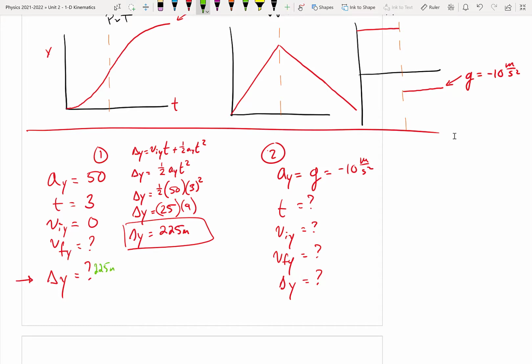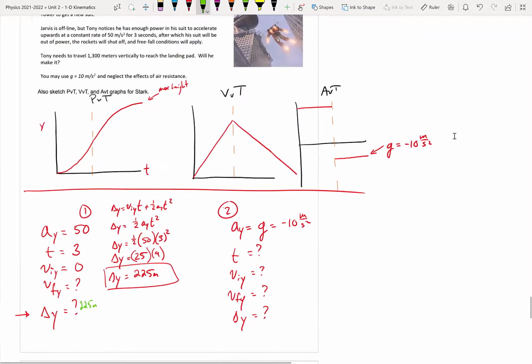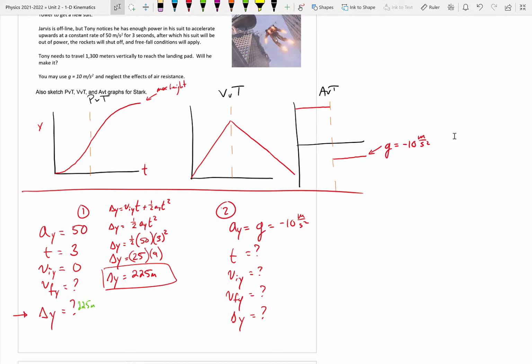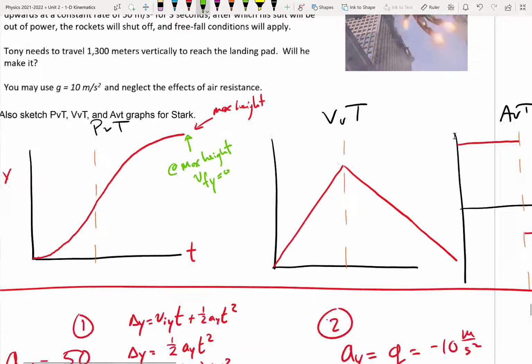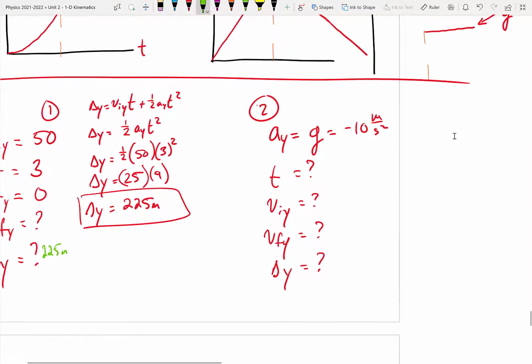In the second phase of motion, we have to think about how can we figure out whether he makes it to a total height of 1,300 meters. And one way we can do that is recognize that at the maximum height, we know that's right before he turns around and starts falling back down. So at max height, v final in the y direction will be equal to 0. Right? So we could say that his final velocity in the y direction is going to be 0.